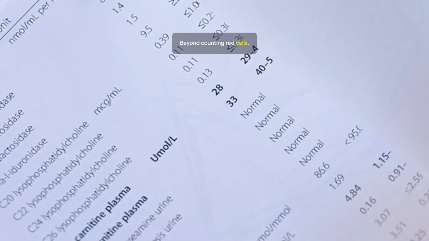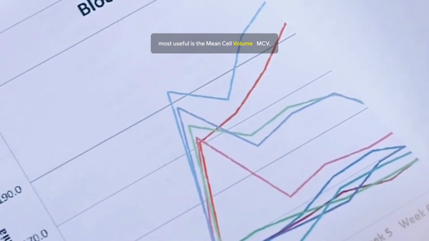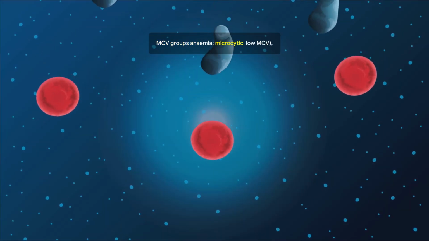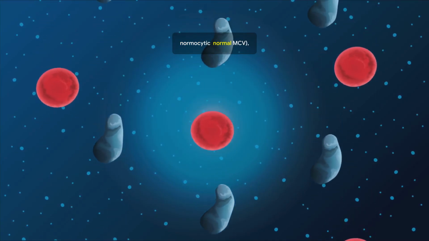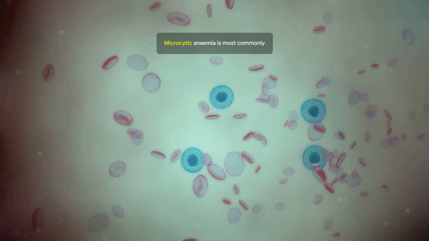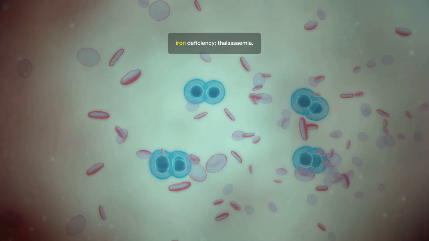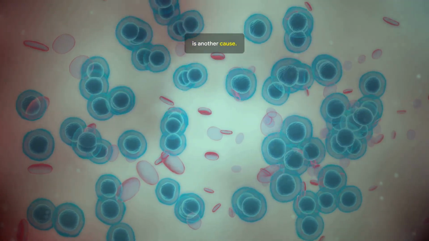Beyond counting red cells, the FBC reports red cell indices. The most useful is the mean cell volume, MCV. MCV groups anemia: microcytic, low MCV; normocytic, normal MCV; macrocytic, high MCV. Microcytic anemia is most commonly iron deficiency. Thalassemia, a genetic disorder, is another cause.